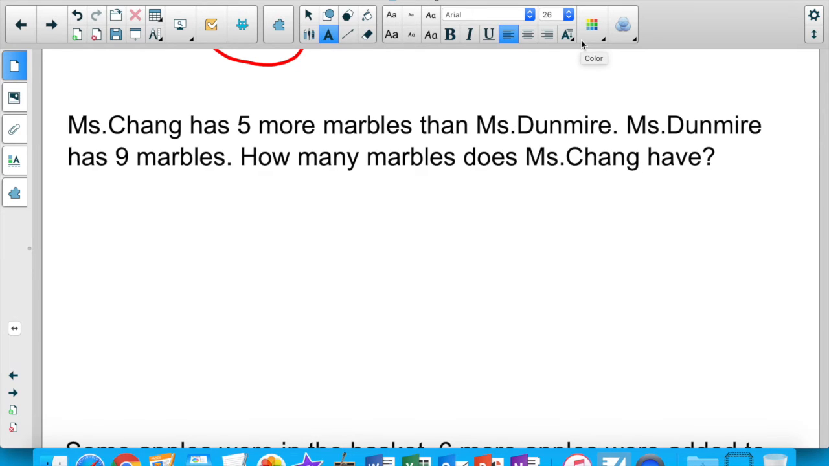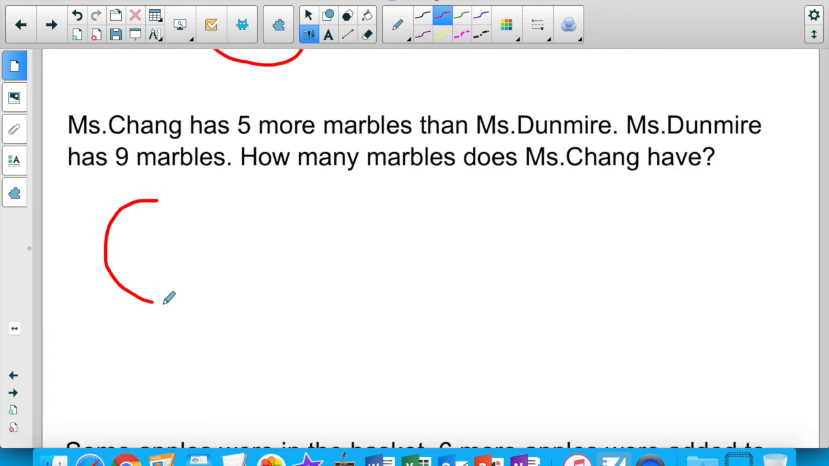Okay, so we have 2 people, Miss Chang and Miss Dunmeyer. So what I'm going to do is I'm going to draw a circle. And this circle will be used to show how many marbles Miss Chang has. So I'm going to write Miss Chang.